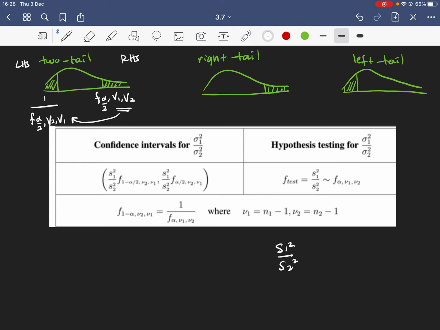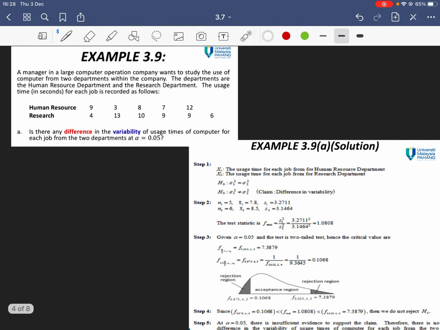For the right tail, you will have F alpha, not divided by 2, and then nu1, nu2 maintain the same. For the left tail, you will have 1 over F alpha, nu2, nu1. So take note of that, okay? So let's look at the example.